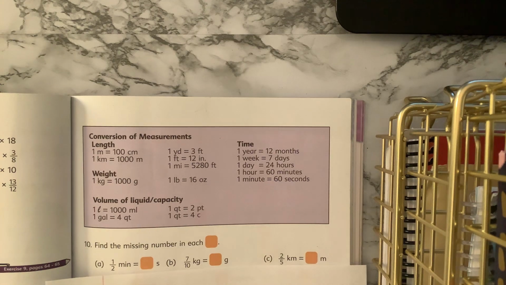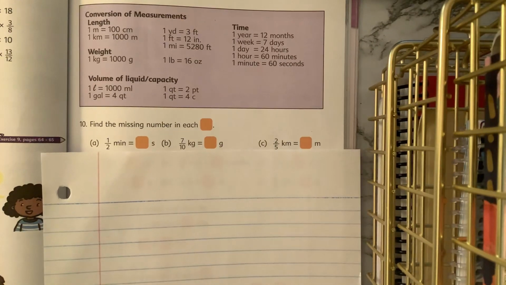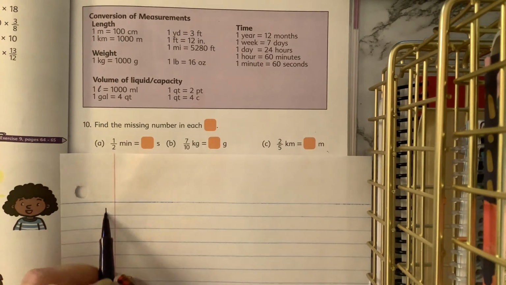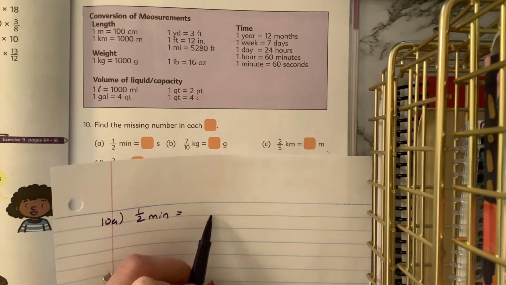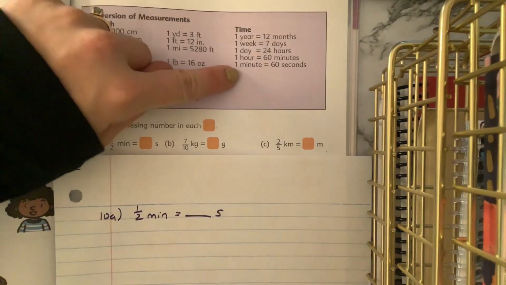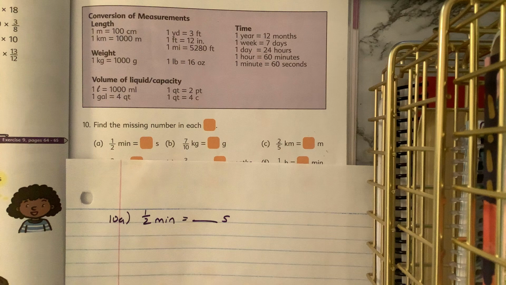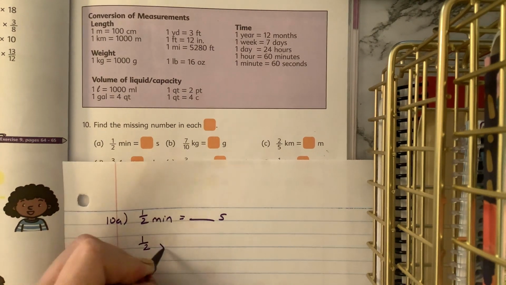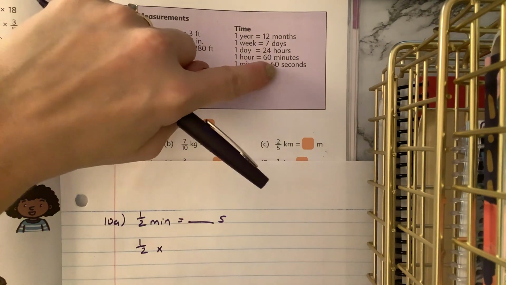Specifically, let's just look at 10a. We're being asked to find what 1/2 of a minute is in seconds. So we want to find our minutes and seconds. This is in our time area. 1 minute is 60 seconds. So we're going to multiply 1/2 by our conversion factor. Looking here, what is our conversion factor?